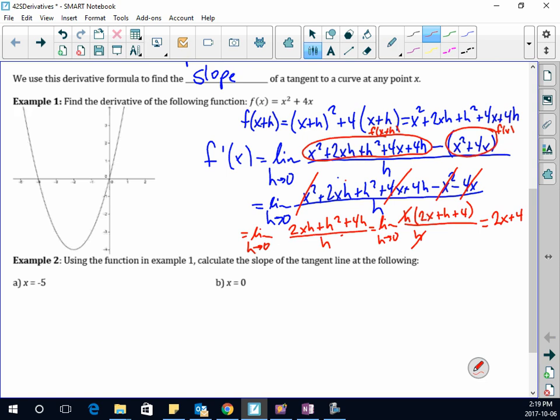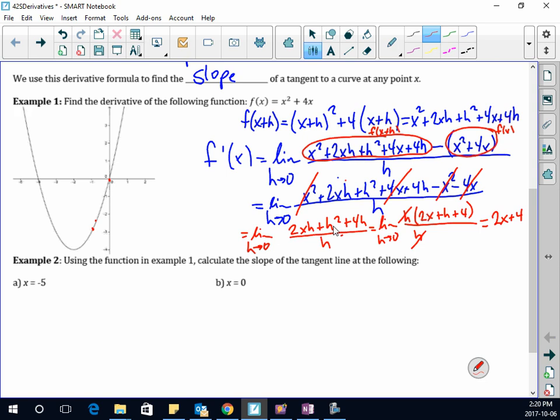What does that mean? The derivative of x squared plus 4x is 2x plus 4, which means that if I want to find the derivative when x is 0, I plug 0 in for x and I know that the slope right there of the tangent line is 4. If I plug it in when x is, say, -1, what's that slope? Plug it in, I get 2 as my slope. Do you see? That would be a slope of 2.